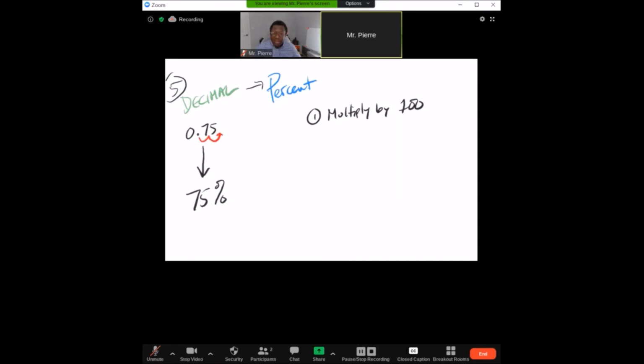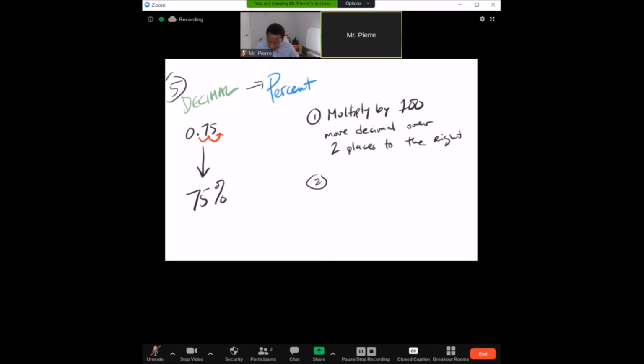I know if you look at it, one of my teacher friends said that, you know what, Mr. Pierre, when you move that decimal over 2 places, it looks like a pair of butt cheeks. It does.